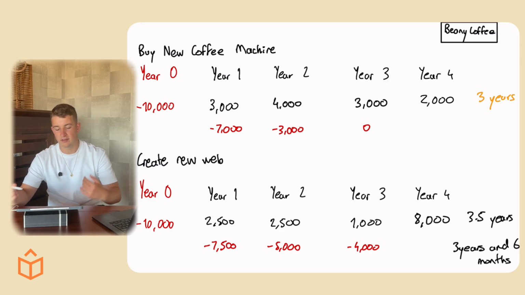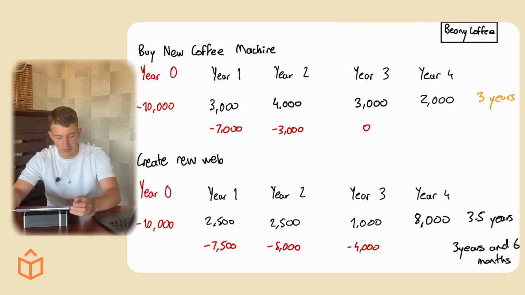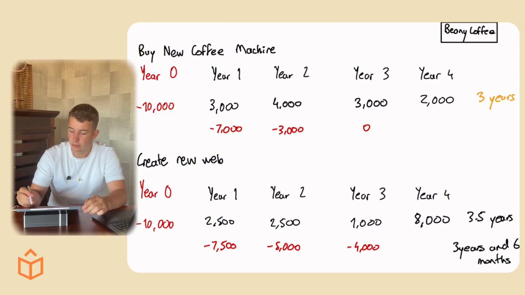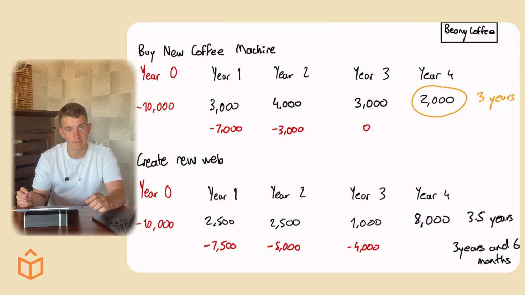But what's the problem here? I designed this exercise on purpose so that you see the problem of payback. The payback period is shorter for buying a new coffee machine, right? We recover our money quickly, which is super good. But what happens after we recover that money? We only have 2,000 in profit, right?